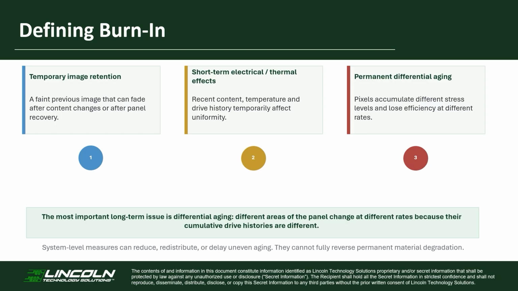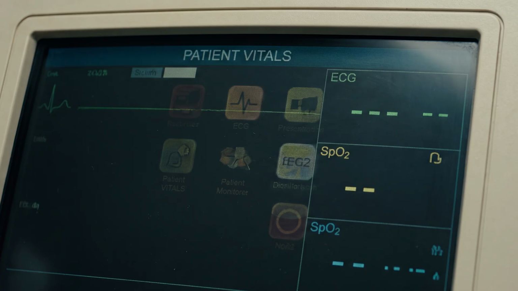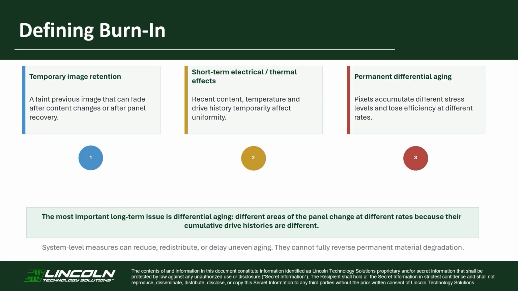The third and most important long-term issue is permanent differential aging. This occurs when pixels accumulate different levels of stress and lose efficiency at different rates. The panel may still operate normally, but areas that were used more heavily may no longer match surrounding areas in brightness or color. System-level measures can reduce, redistribute, or delay that uneven aging. They can't fully reverse permanent degradation of the OLED materials.